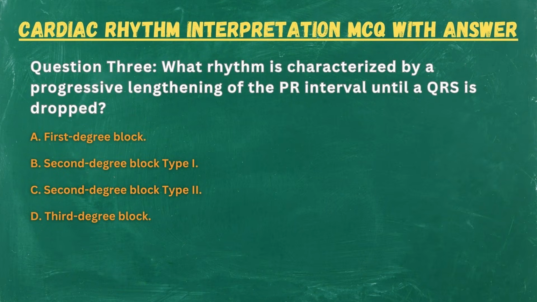Question 3. What rhythm is characterized by a progressive lengthening of the PR interval until a QRS is dropped? A. First-degree block. B. Second-degree block type 1. C. Second-degree block type 2. D. Third-degree block. Answer: B. Second-degree block type 1.